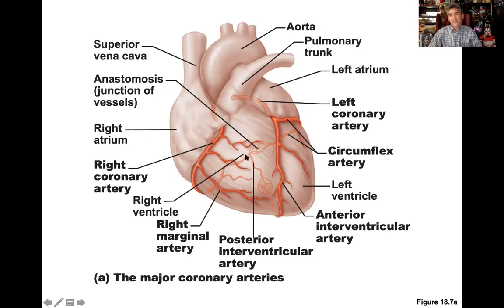Again, this is a simplification. There's a lot more little detail to this circulation, but it gives us a pretty good insight. We have to oxygenate every part of that heart. It's working hard. It needs a lot of oxygen, a lot of energy, nutrients. So we have to have a good circulation here.